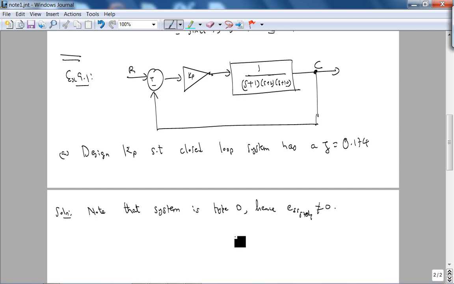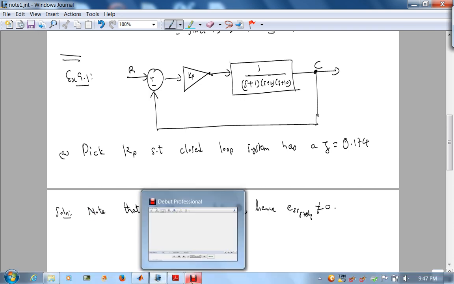But for now, what we need to do is pick KP such that the closed loop system has a zeta of that. So it's the design problem. Now we're going to do the whole root locus shebang from the previous chapter. So I'm going to pause the lecture and work on my solution, and then you work on your solution. You're watching the video, and then we'll check our answer in MATLAB.